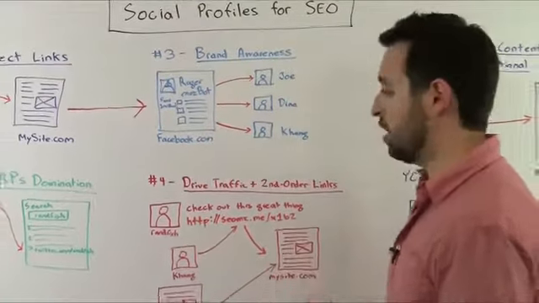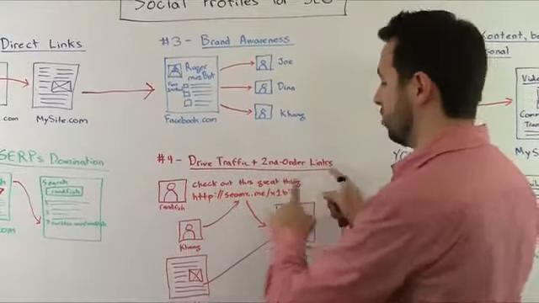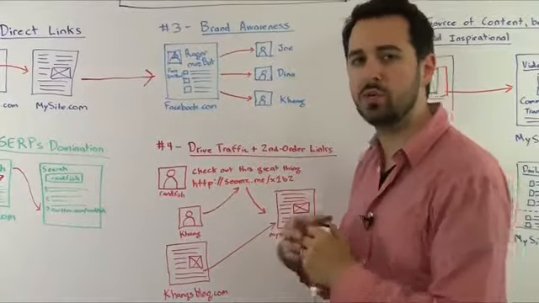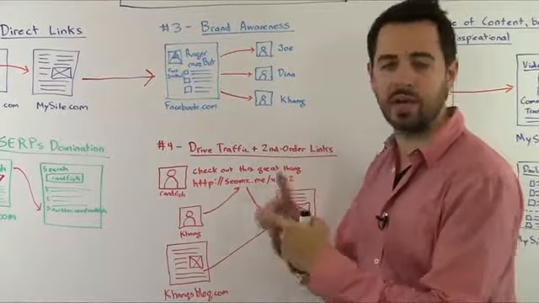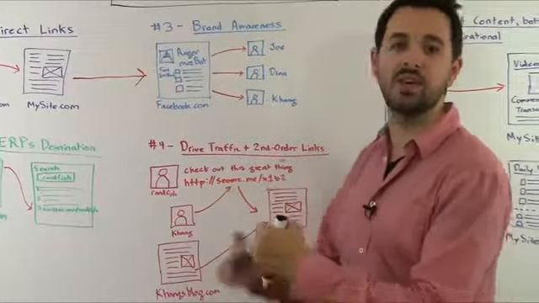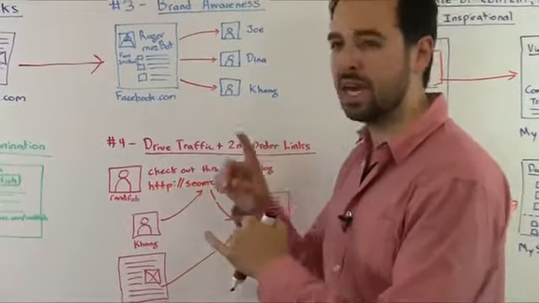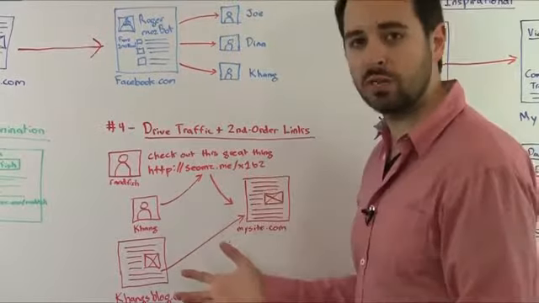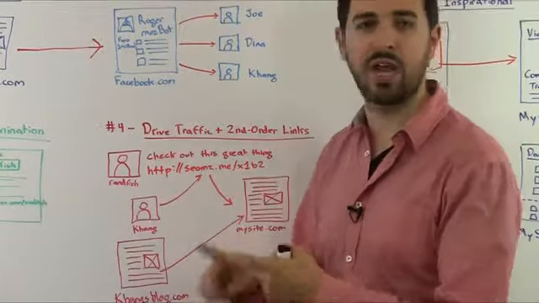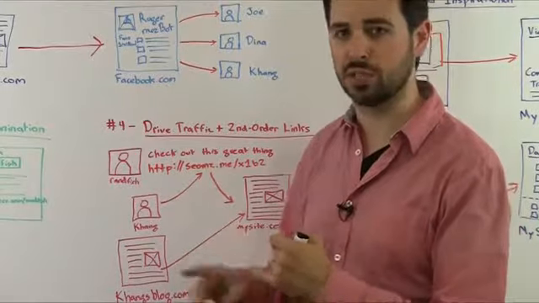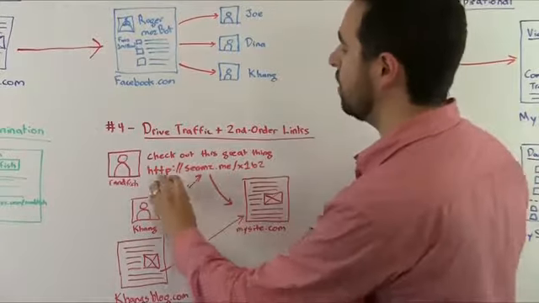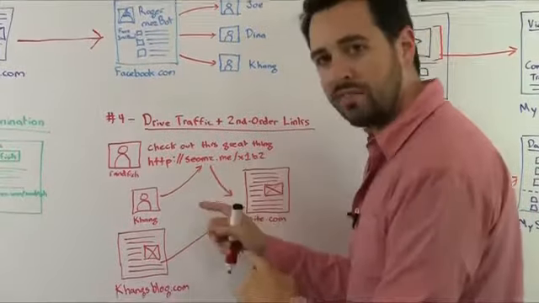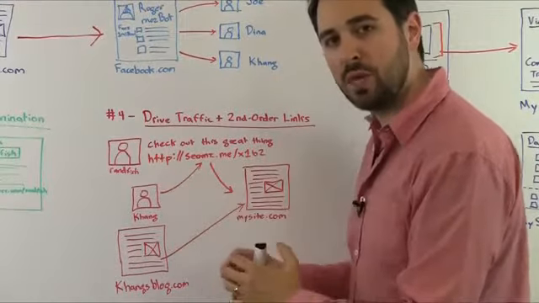Number 4, drive traffic and second order links, right? With a lot of these social pages, you have the opportunity when you produce content on them, when I tweet, when I do a Facebook status update, when I blog on Tumblr, when I contribute a LinkedIn status update, even when I contribute a post on a social news site like Reddit or Hacker News or Digg or Delicious, to potentially promote a link. Those links will drive direct traffic, usually in proportion to the number of people that are following me.